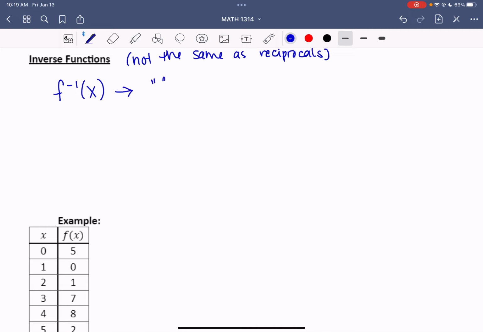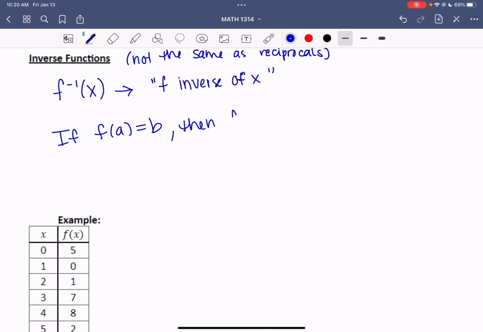It's not an exponent. It's just a notation to say that this is f inverse of x. So that means we're not going to work with that -1. We're not going to plug that -1 into a calculator. What it is saying is if we were to have a function such as f of a equal to b, so we have some kind of situation, then the inverse would be that f inverse of b would be equal to a.